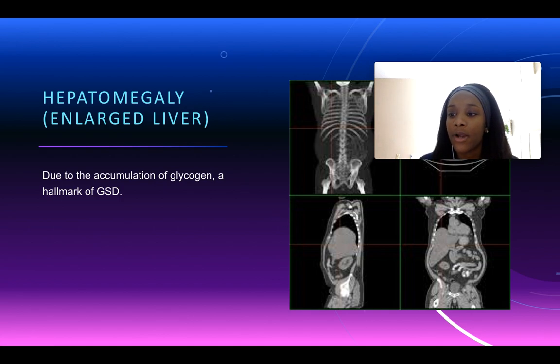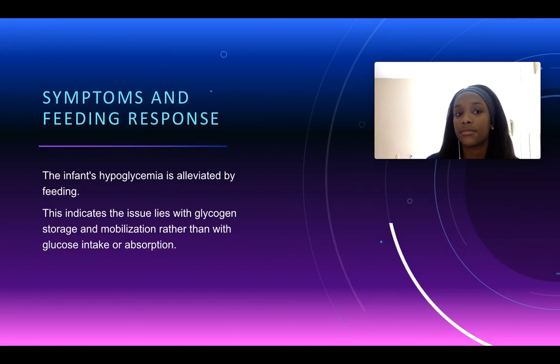So for the hepatomegaly symptom, or enlarged liver, this is due to the accumulation of glycogen, a hallmark of GSD, or glycogen storage disease. Her symptoms and feeding response: the infant's hypoglycemia is alleviated by feeding, which indicates the issue lies with glycogen storage and mobilization rather than with glucose intake or absorption.